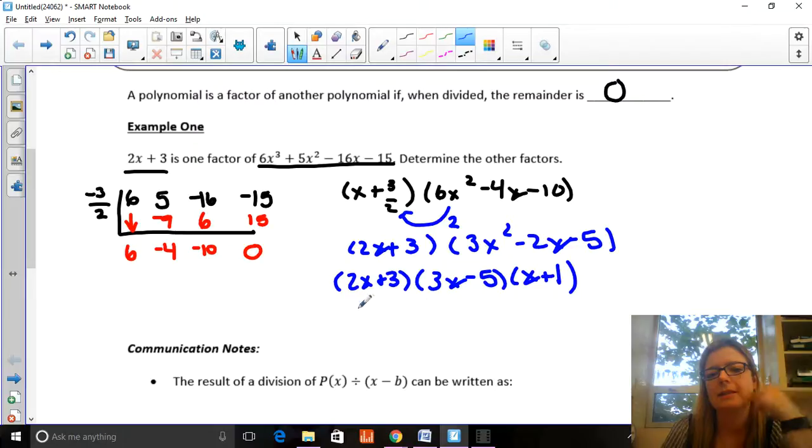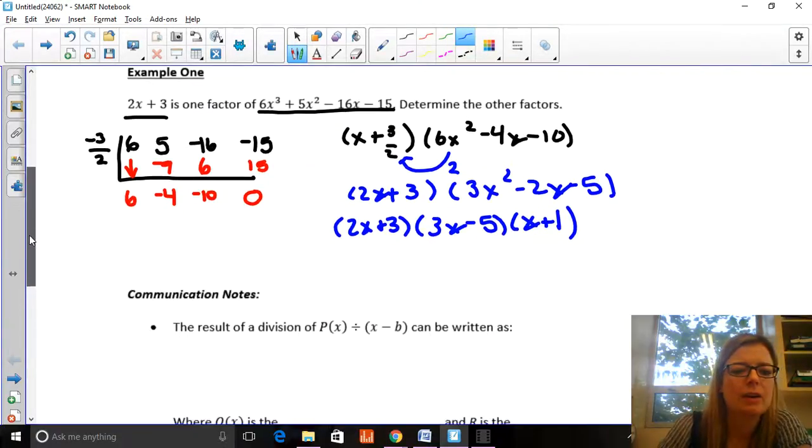So that means 2x plus 3, 3x minus 5, and x plus 1 are all factors of this original polynomial. So this is the factored form of this polynomial. Now this also means if I had used negative 1 in the synthetic division, I would also have gotten a remainder of 0. If I had used 5 over 3 in the synthetic division, I would have also gotten a result of 0. Try it, see if you get it.